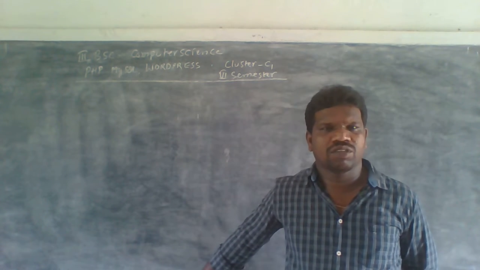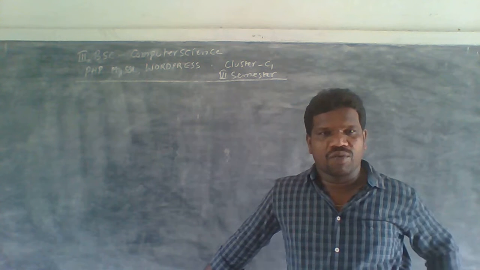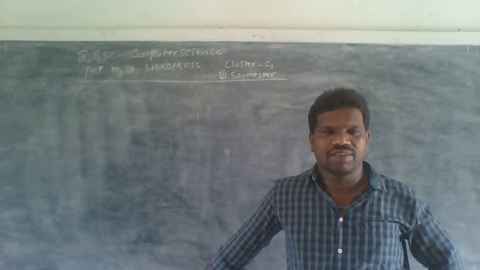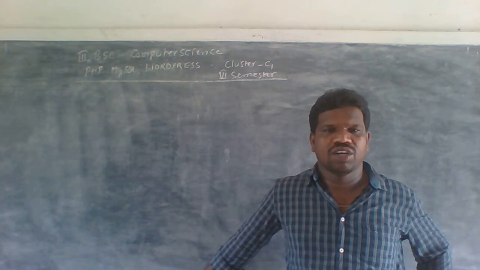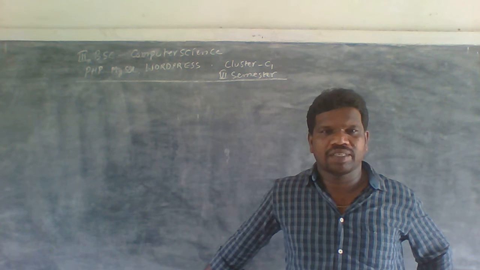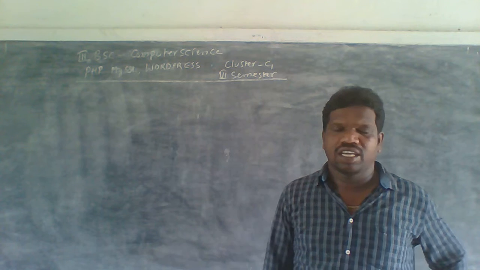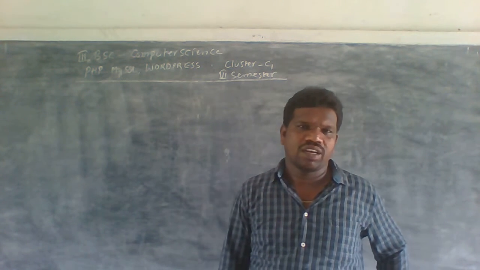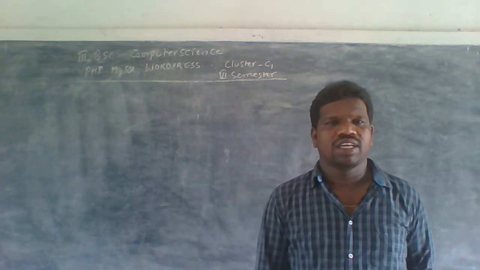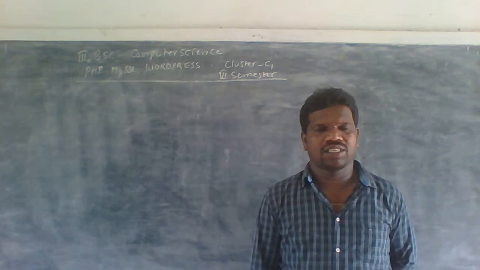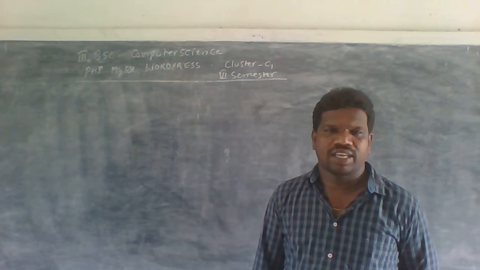In PHP, the looping statements belong to four types. The first one is the while loop, the second one is the do while, the third one is the for loop, and the fourth one is foreach. That means four looping statements are available here. In these sections, we are going to see while, do while, for loop, and foreach. Okay, so let us see here.